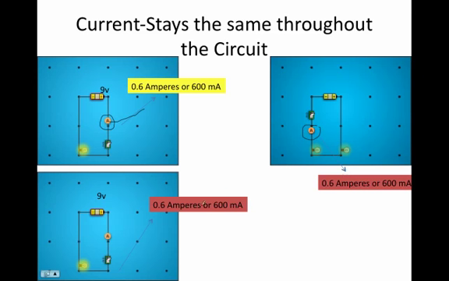It's the same. So let's move it over here, and it doesn't matter where the ammeter is along a circuit that has just one path, the amount of current, or how fast the electrons are passing, will always be the same in series.